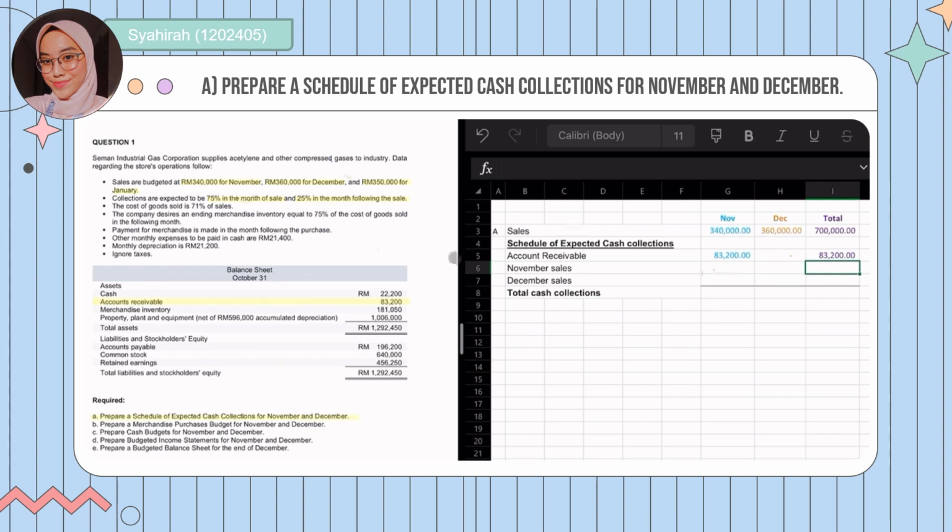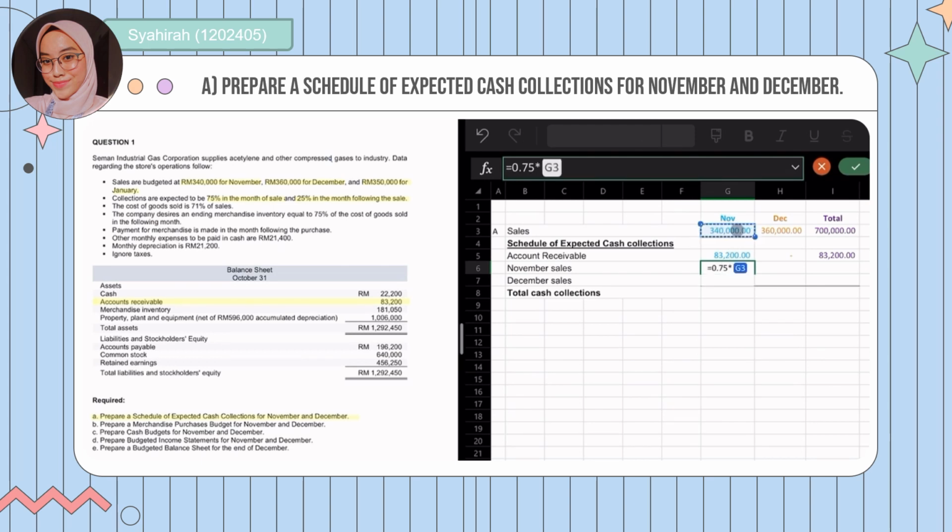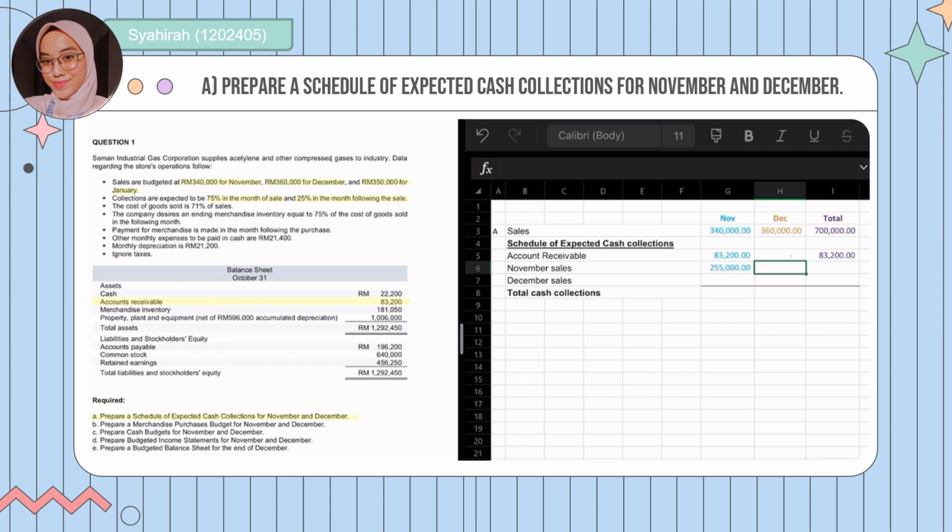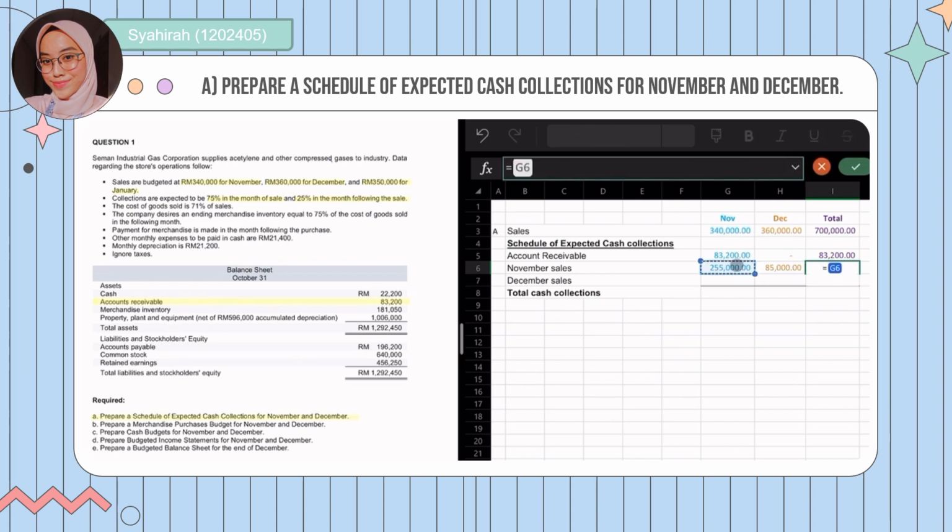And then for the collections from November sales, we do it like this, because the collections are expected to be 75% in the month of sales and 25% in the month following the sale. So for November, we multiply 0.75 with the budgeted sales of November. We press enter and we get 255,000. And then for December, which is the remaining 25%, just key in 0.25 multiplied with the sales, and then we will get 85,000. And then we total this plus this, and we get 340,000.